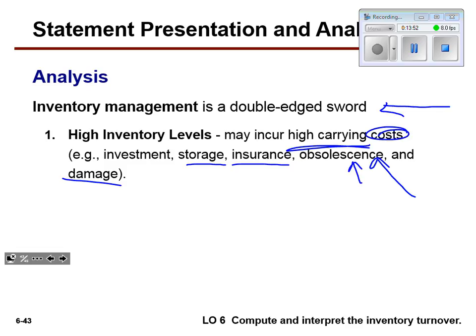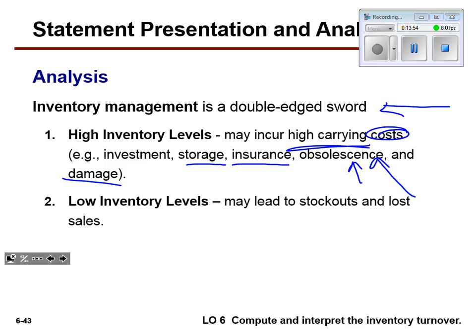Now, there's also the double-edged sword from the other aspect. If you have super low inventory levels, you're going to have unhappy customers. If that size isn't available or that model isn't available, they're going to go elsewhere. You're going to lose sales. So you can't have too much laying around, but you can't have too little, hence the double-edged sword notation.